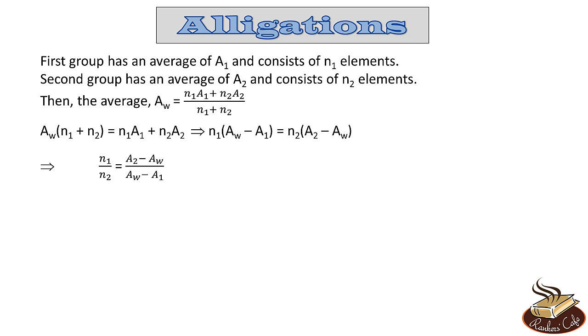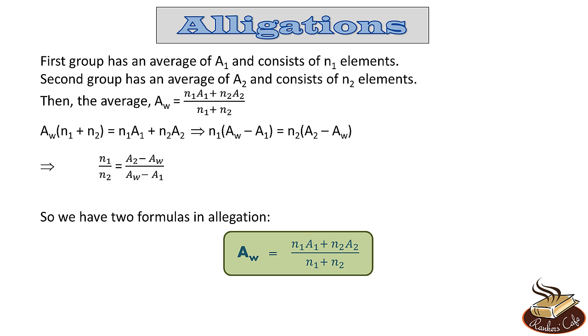So basically we have two formulas in alligation. First one is AW is equal to N1A1 plus N2A2 upon N1 plus N2, and the second is N1 by N2 is equal to A2 minus AW upon AW minus A1. Now it depends on the question which formula you should use to save calculation time. Let's do some questions now and it will become more clear.